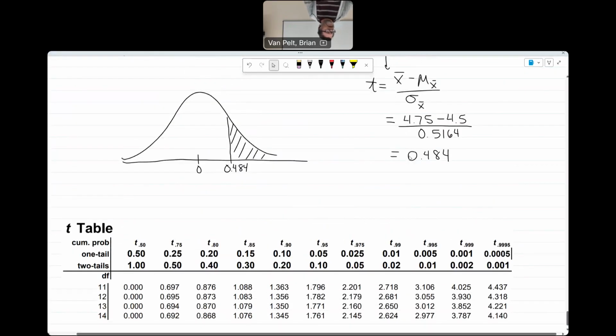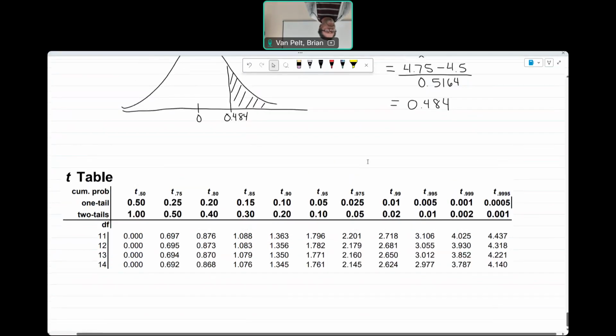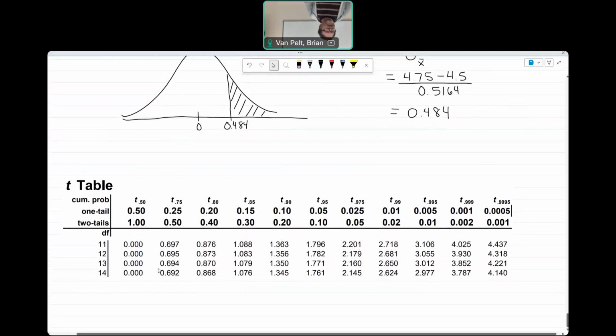All right, I got a T value of 0.484. Did you guys get that? Okay, then we need to find it in the row 14, which is in between these first two numbers. So it's one tail. 0.484 is in here, between these two.